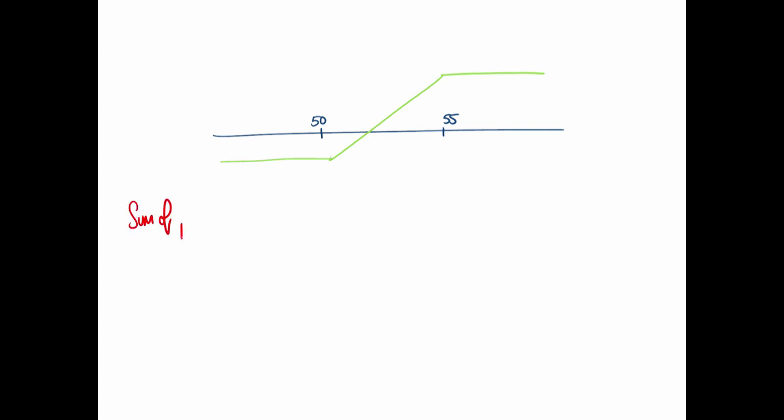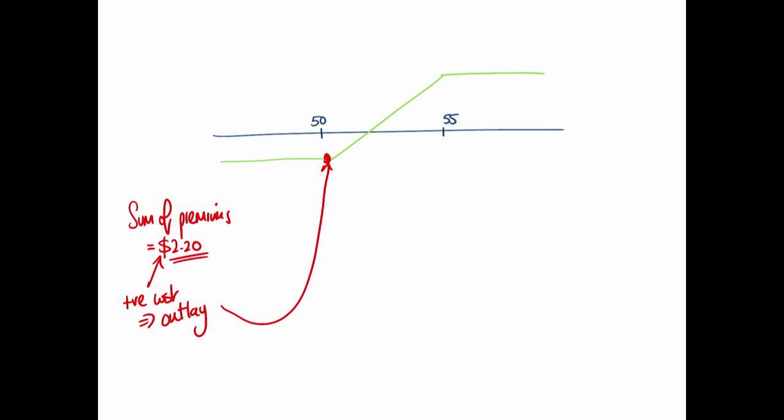We've deduced that when you sum up your net premiums, you get a positive cost. Here, in this particular example, you get a positive cost of $2.20, and you can't lose any more than that. That's a rule. If it's an outlay, a positive cost, you can't lose any more than that. That's the maximum loss. You must be losing $2.20 there.